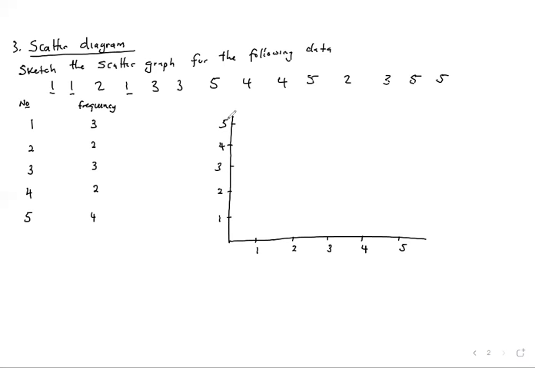So 1 appears 3 times, so I'll put the dot here. 2 appears twice, so I'll put the dot here. 3 appears 3 times. 4 appears twice. 5 appears 4 times. So just put dots around the frequency against the entries, and you call it the scatter diagram. So nothing connecting them.